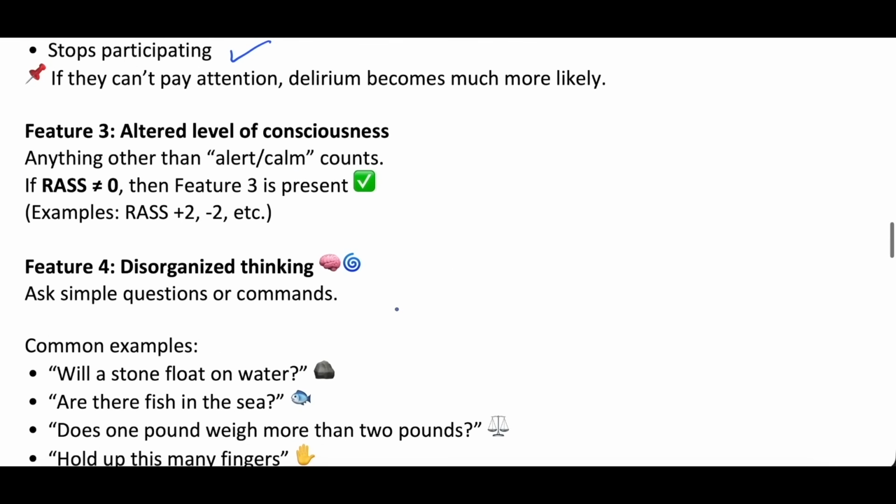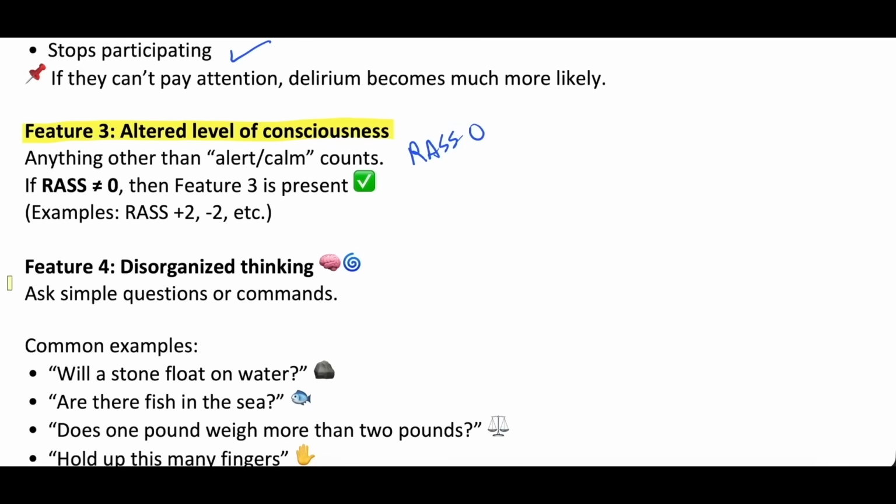Feature 3 is an altered level of consciousness. So if they're just alert, calm, interactive, comfortable, that means that they probably aren't delirious. Maybe they are, but they probably aren't. Anything other than that would equate to a RASS of 0. Anything other than a RASS of 0 means that they have an altered level of consciousness, okay?